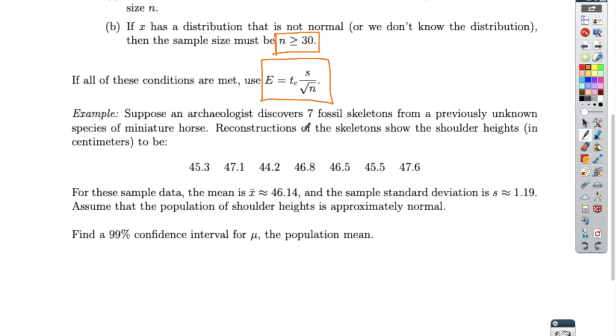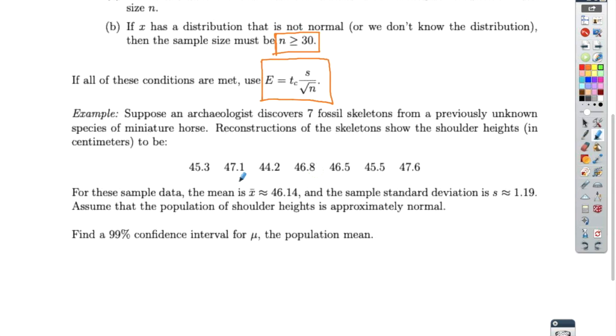Suppose an archaeologist discovers 7 fossil skeletons from a previously unknown species of miniature horse. Reconstructions of the skeletons show that the shoulder heights in centimeters are as follows. So here is our sample of 7 data values. For these sample data, the mean is 46.14, so sample mean, of course, because this is not the entire population. And the sample standard deviation is S equals 1.19.